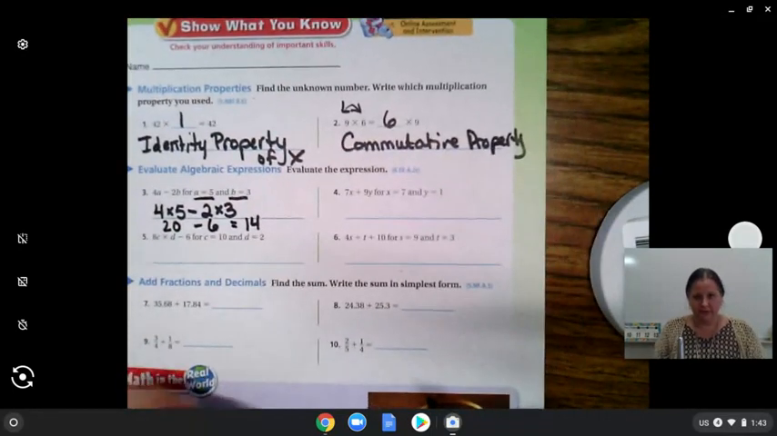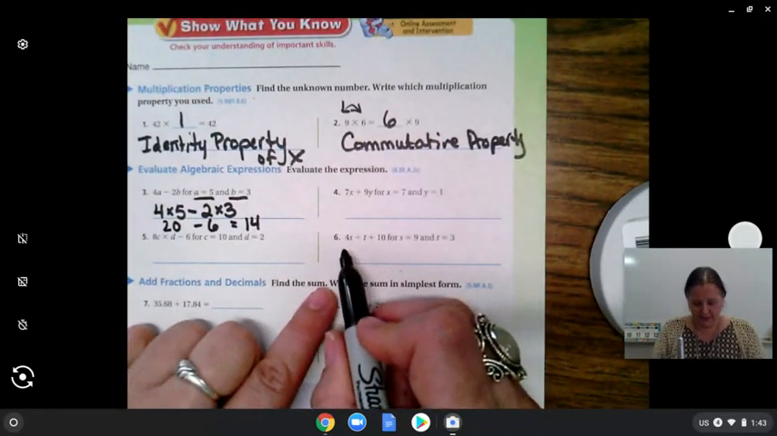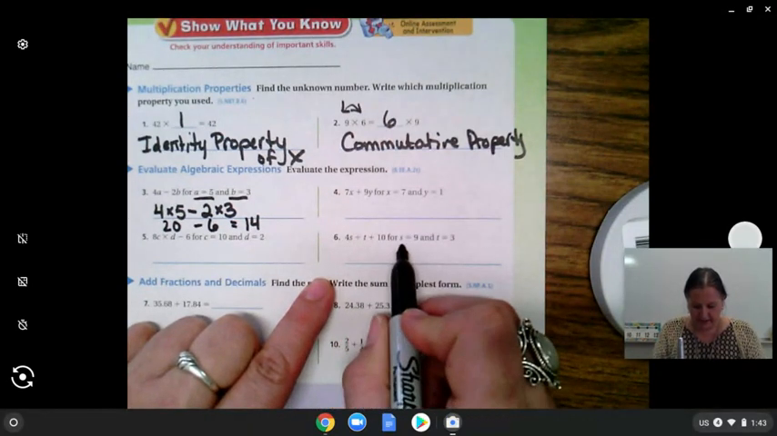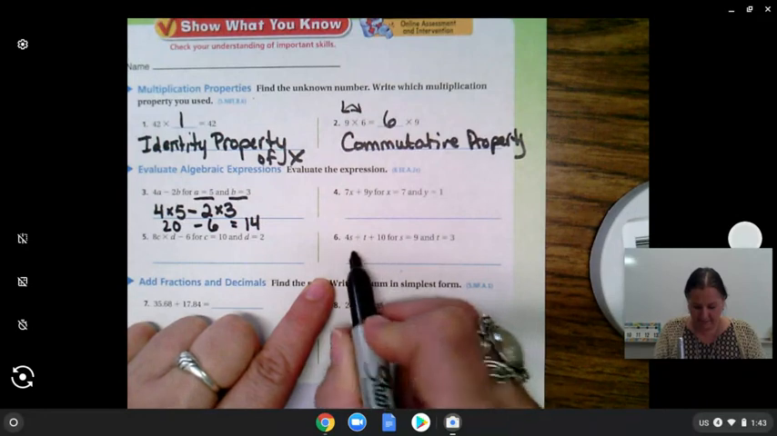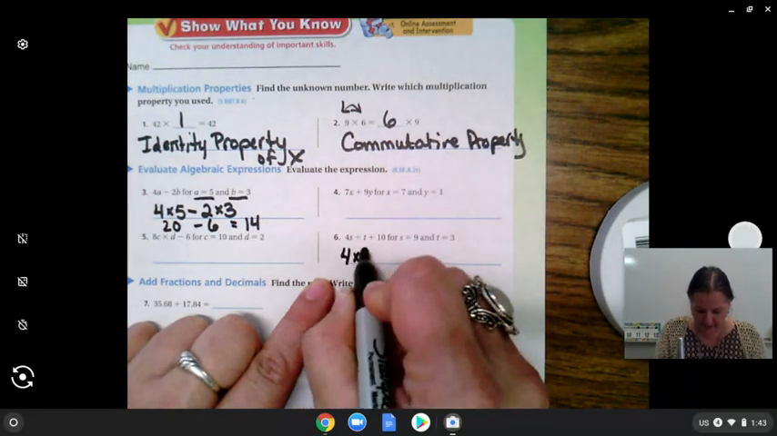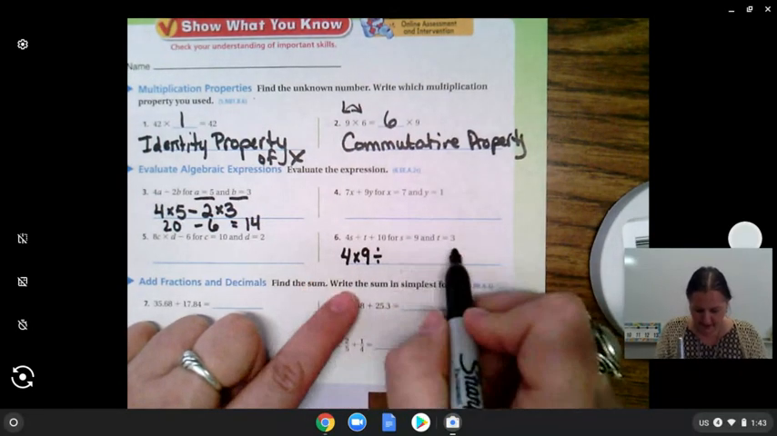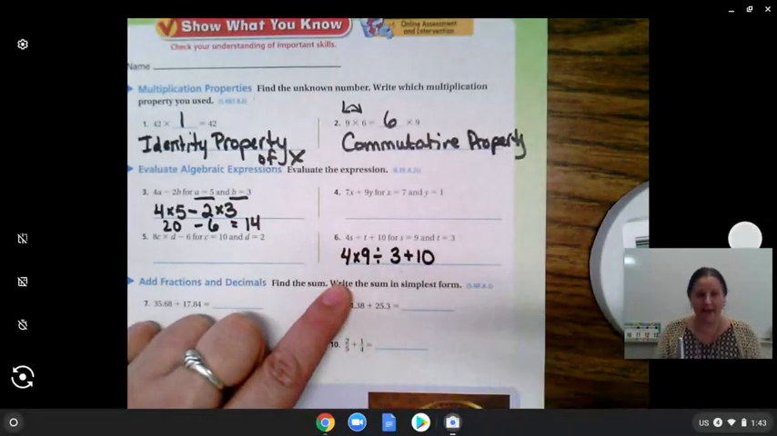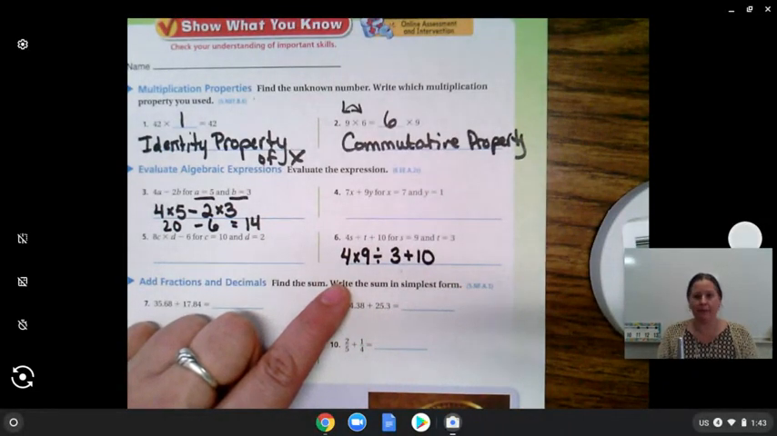Let's do another one like that. Let's do number 6 here. So we have 4s divided by t plus 10. So s is going to be 9. So we'll do 4 times 9 divided by t is 3. So 3 plus 10. But again, the most important thing is the order of operations.